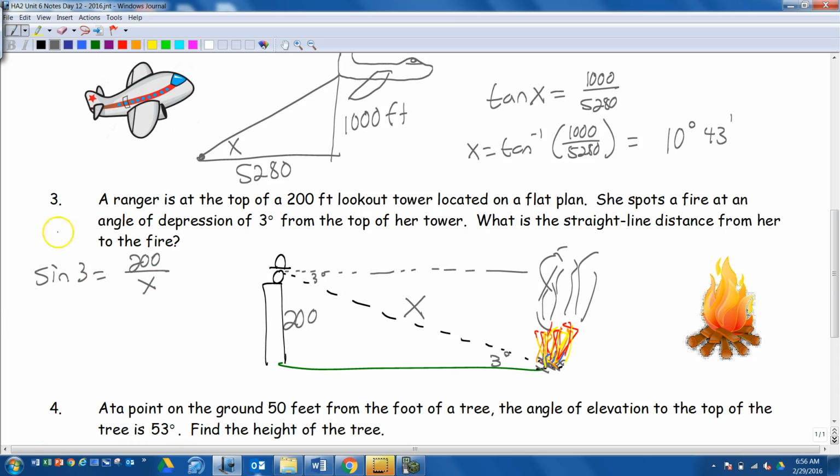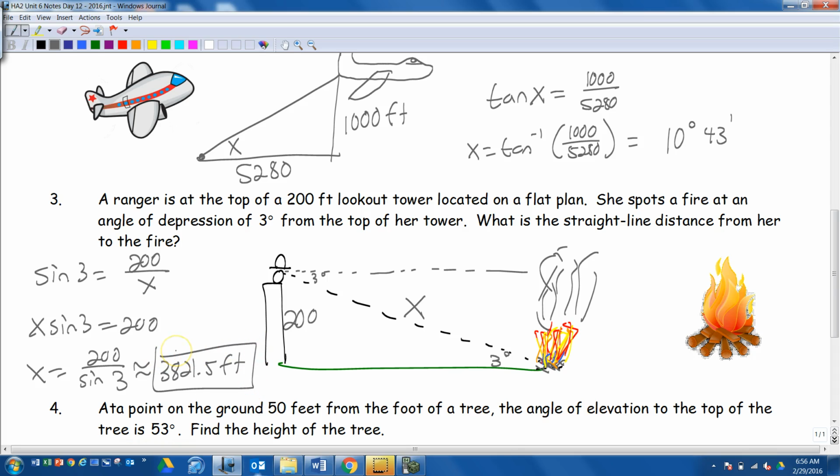Multiply both sides by x. You get x sine of 3 equals 200. And we get x equals 200 over the sine of 3. Since it's a very small angle, it should be pretty far. And sure enough, when you type that in, you get that the straight line distance from her to the fire is 3821.5 feet. When you type that in, you just do 200 divided by sine of 3. You do not do sine inverse.